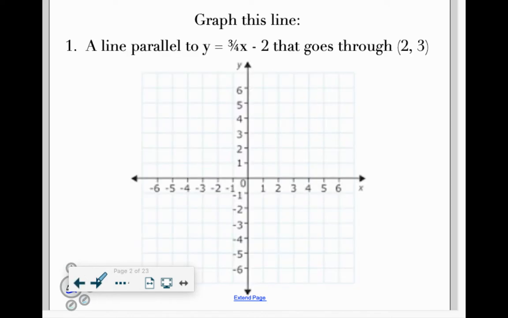So number 1 on the review is we want to graph a line parallel to y equals 3/4 x minus 2 that goes through (2, 3). That means that my slope of the parallel line is going to be the same slope as I have up there, 3/4. All you have to do is go to the point (2, 3), and then draw a slope of 3/4, up 3 over 4. Like that. And you're done. Okay, take a second to write that down.